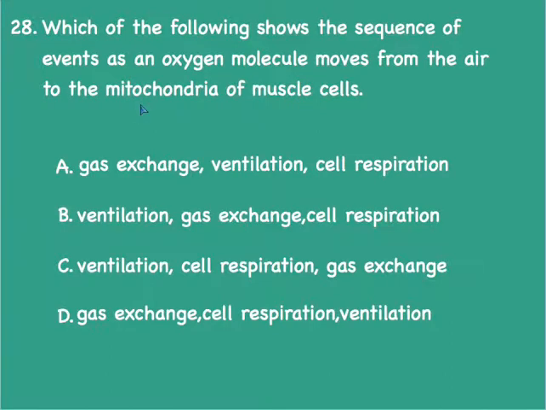Which of the following shows the sequence of events as an oxygen molecule moves from the air to the mitochondria of muscle cells? The diaphragm contracts and moves from its dome shape to a flattened shape, and the pressure inside of the lungs falls. This is described as ventilation. Ventilation is then followed by exchange of gases by diffusion from the alveolar space into the bloodstream. And this immediately takes us to the answer of B. And finally, the third stage is when oxygen is transported in the blood and arrives at mitochondria and allows cellular respiration to happen. 28, B.